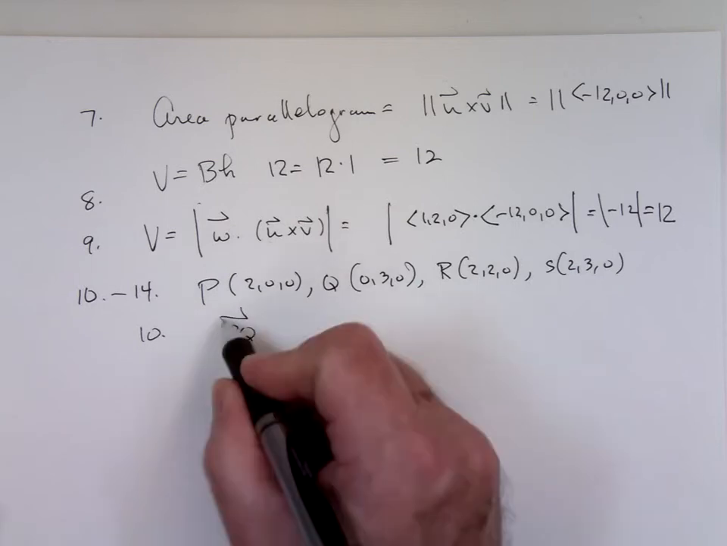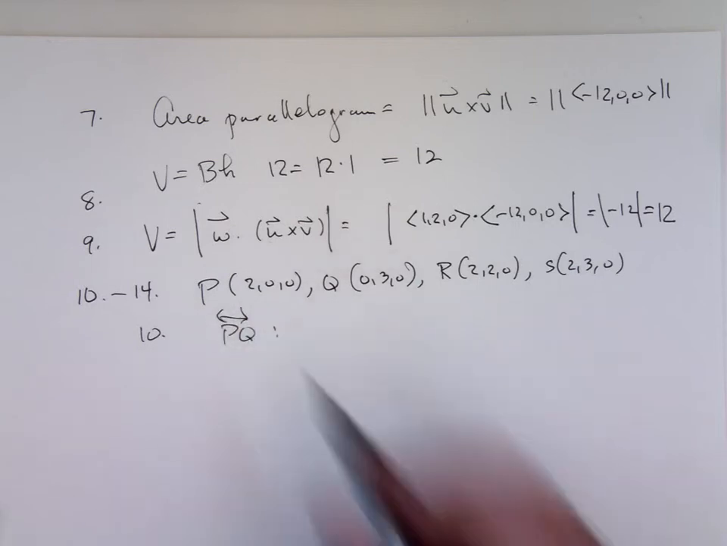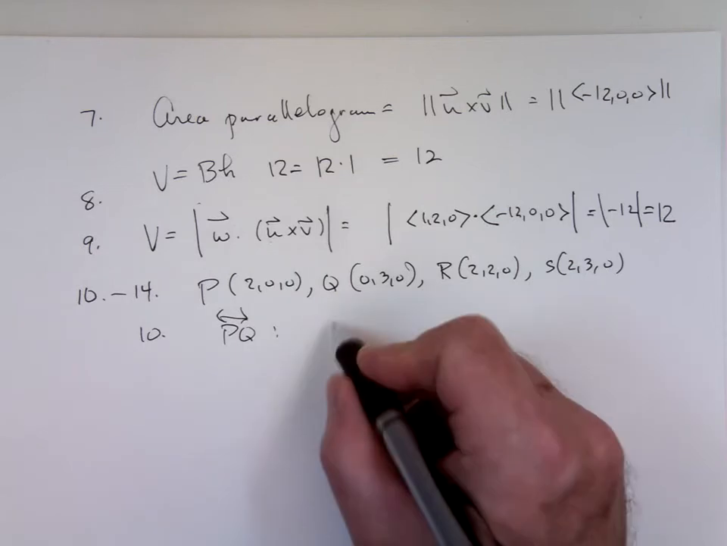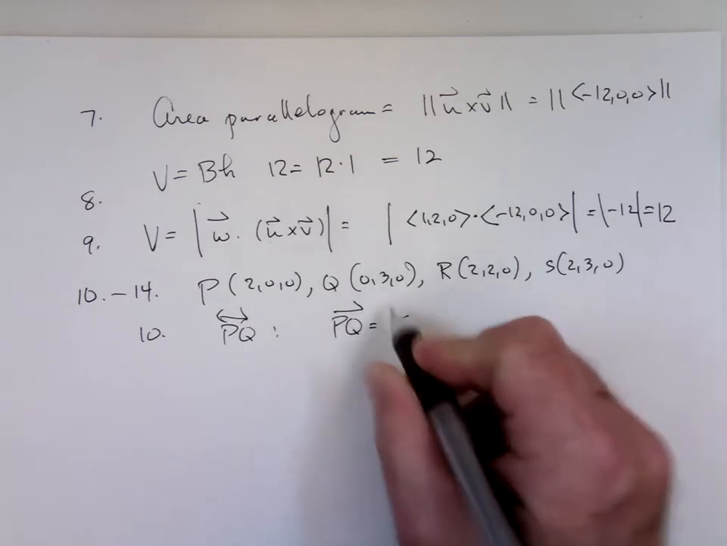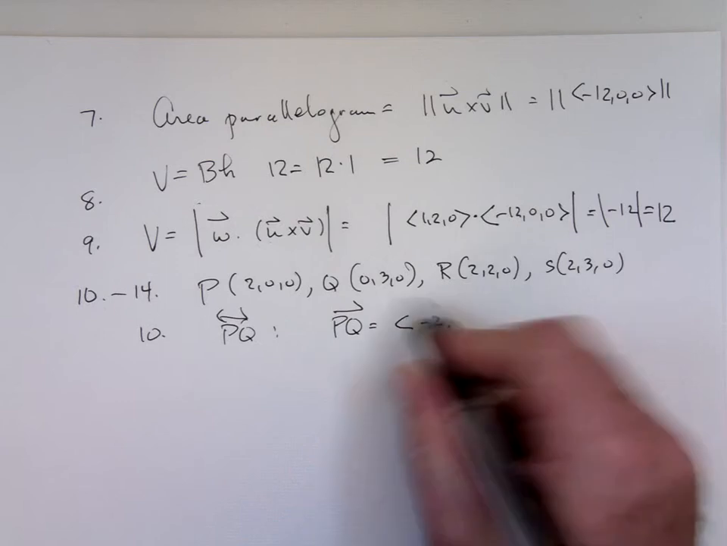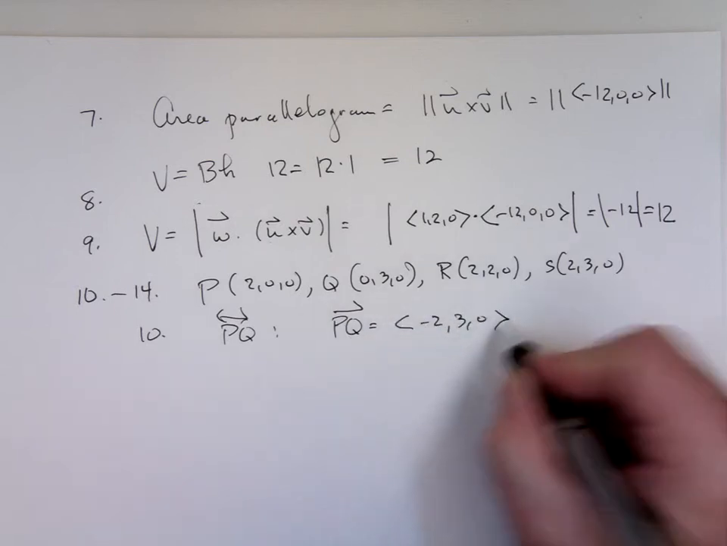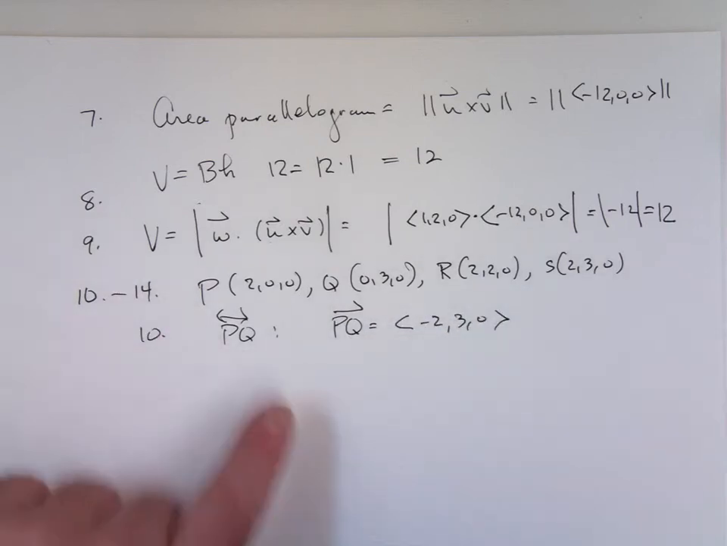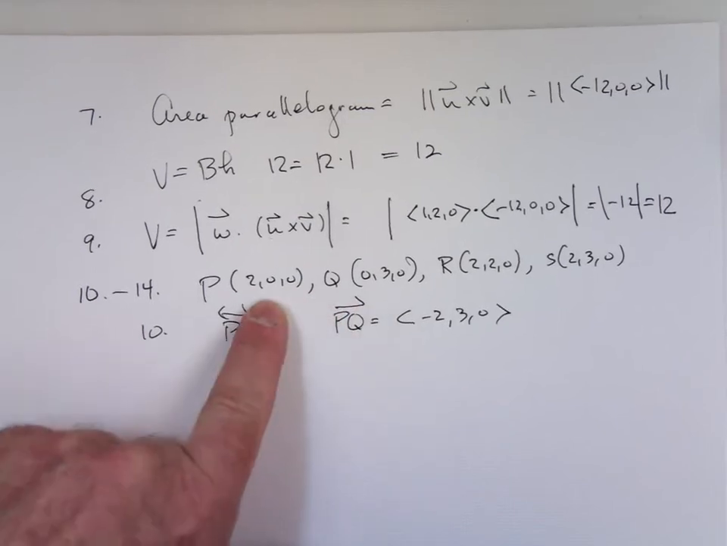To find the equation of the line PQ, what we need is a direction vector PQ, which would be negative 2, 3, 0. And we need a point. Well, we've got P and Q to use. I'm going to use point P.